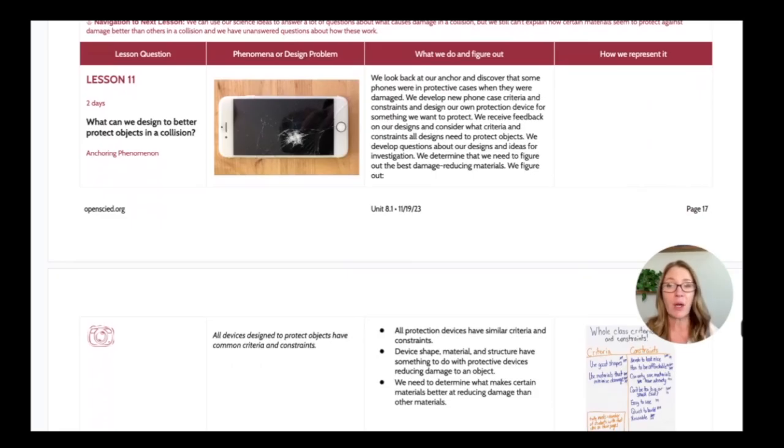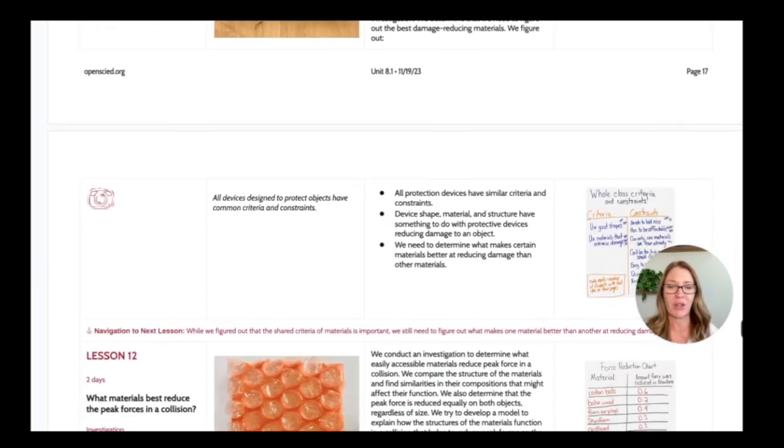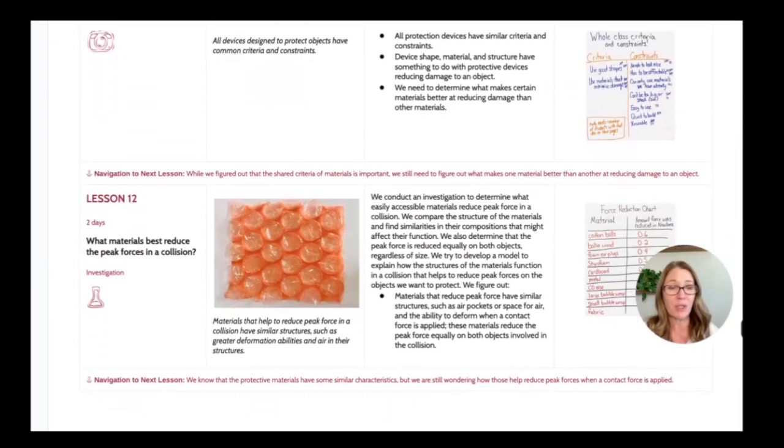In lesson 11, we go back and we realize we still have some questions about protecting these devices. And so we introduce the engineering design process. Students may have already used this before in earlier units. We are going to talk about some criteria and constraints and what all devices need to be protected. What would be the criteria and constraints? And we figure out that all protective devices have very similar criteria and constraints.